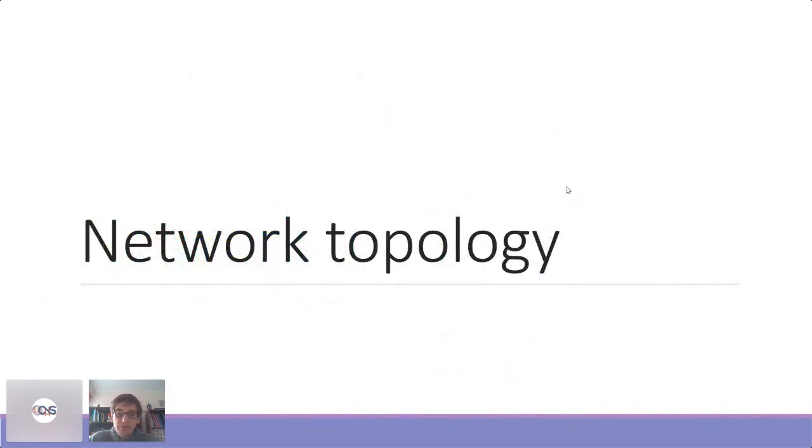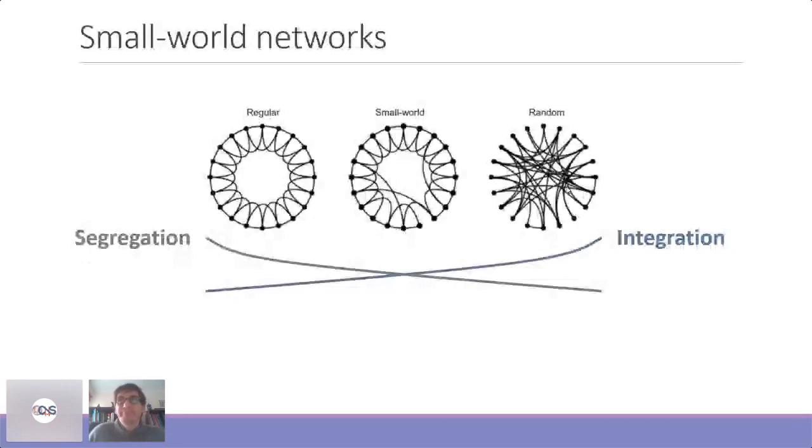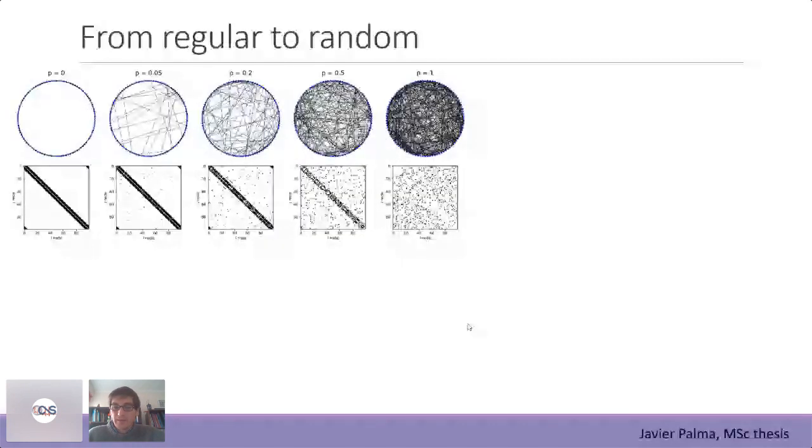But then we went to the network topology. What can we say about the topology of the network regarding this? How can it help to have dynamical richness? And we started with a very simple question, which is going from regular networks to completely random networks, with the small world networks in the middle, in a continuum between integration and segregation of the nodes of the network. And this is the work of Javier Palma.